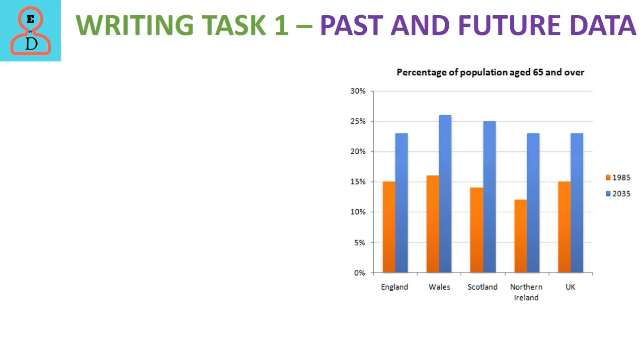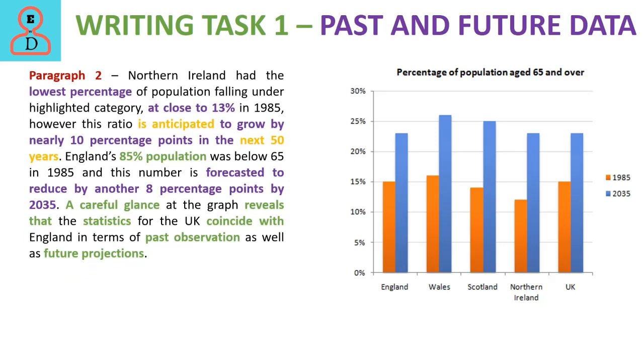Let's move to the second body paragraph. Again, we have started by capturing the highlight of the graph, and that is the lowest percentage of old people, which is in Northern Ireland.